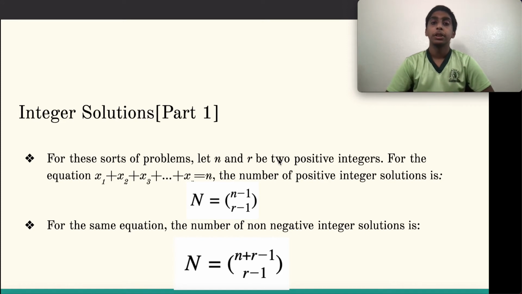So the difference between positive integer solutions and non-negative integer solutions is that when you say non-negative integer solutions, you're including 0 in your solution possibility. But you're not doing that when you say positive integer solutions. So that's why we need this extra minus 1 back here. And this got cut off a little, but it was x subscript 1 plus up to x subscript n, equal to r.